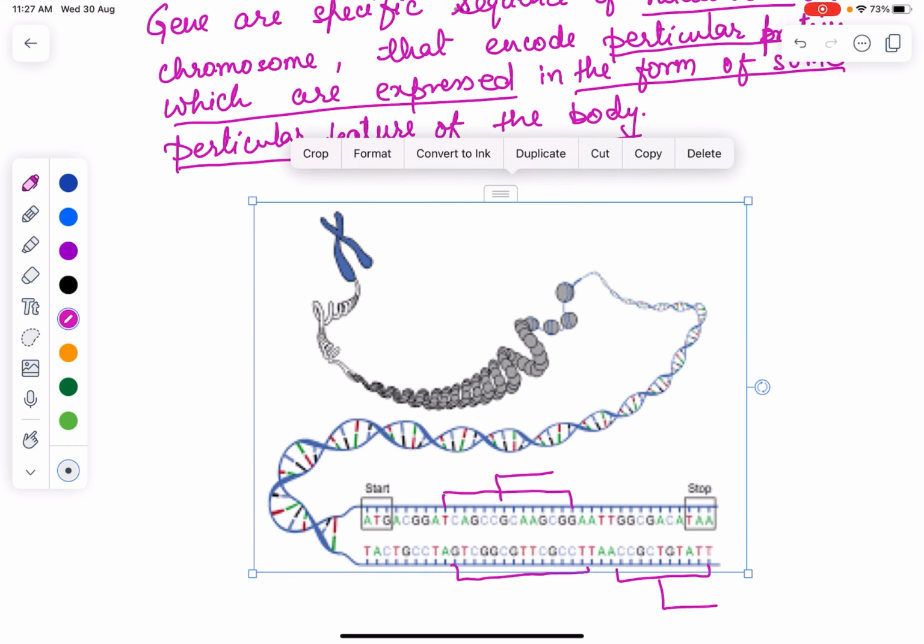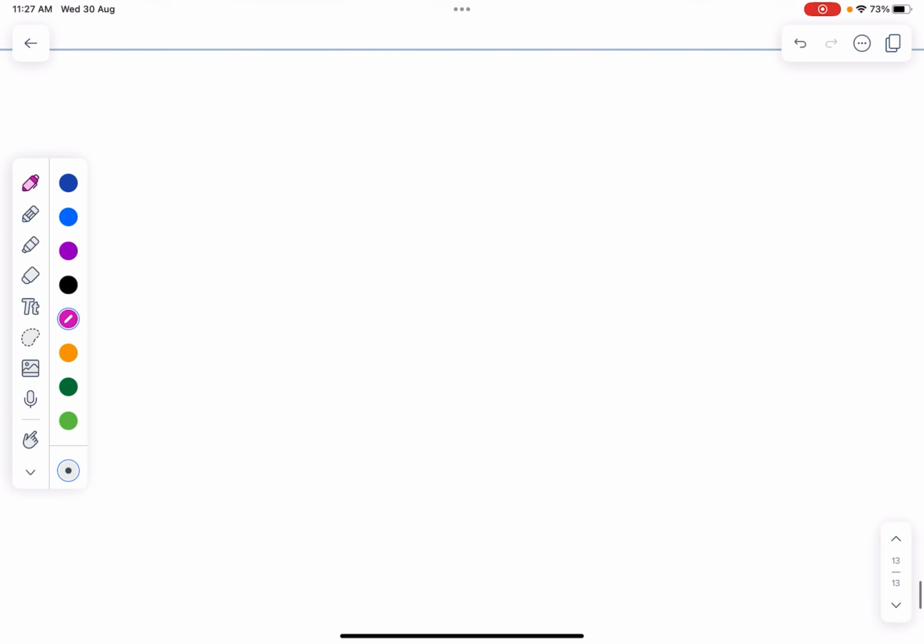Now next we'll see the structure of the chromosome. We have seen that chromosomes get condensed during cell division. Otherwise, when the cell is not dividing, the chromosomes are decondensed, and it is like a thread-like structure in the nucleoplasm.